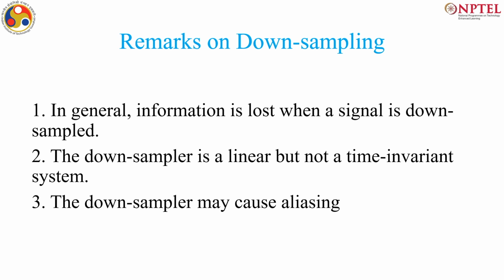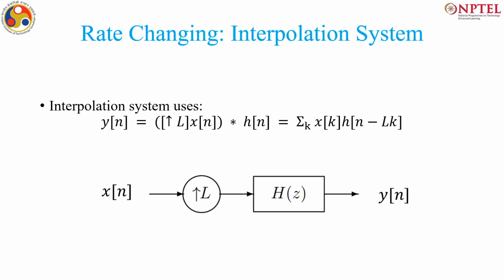So, in general, whenever we are doing downsampling, information is lost because we are discarding samples. Now, how big that loss is, is a question. Again the downsampler is linear, but not time invariant, just like the upsampler, and it may cause aliasing. Okay. So, how to solve these two issues?